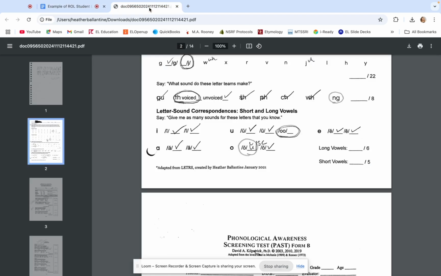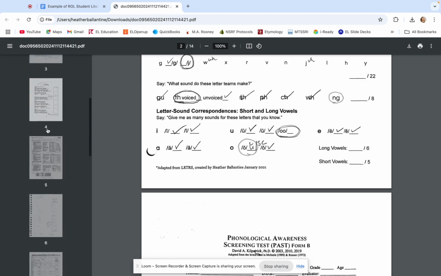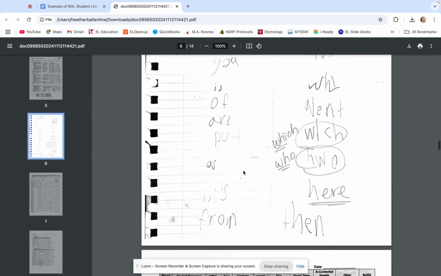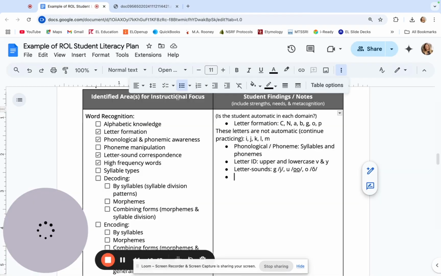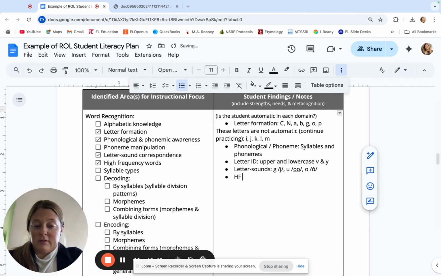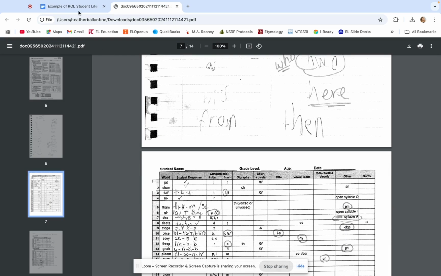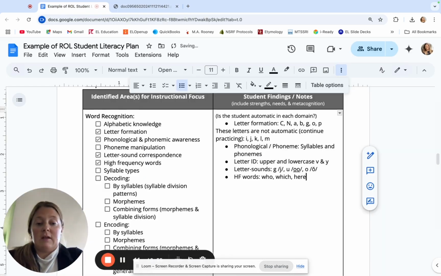High frequency words he needs. Yep. What were the high frequency words I had him spell out? I only had him do a few, so I would have to keep testing. I had enough to start forming instruction. I noticed that he needs help with the question words, who and which. So I'm going to put high frequency. These are the heart words, the irregular words. So he needs who, which, here. He only wrote the H. I wrote out the rest here. And then I'll just put continue testing.